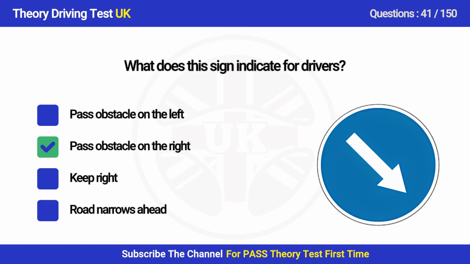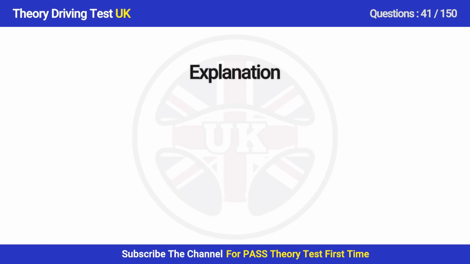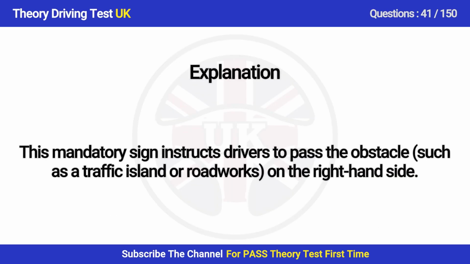Answer is B. Pass obstacle on the right. This mandatory sign instructs drivers to pass the obstacle, such as a traffic island or roadworks, on the side.